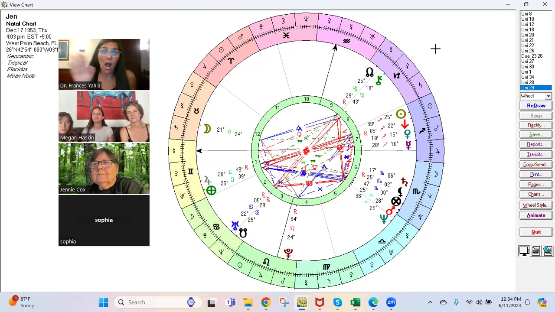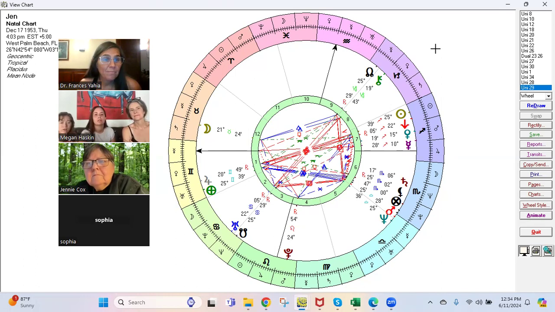Now, does anyone see any oppositions visually? Just look at the chart visually. Does anything stand out that is opposing that we haven't already mentioned? No? Is there like a Taurus 12th house and 6th house going on? Yes. So she's got this opposition.